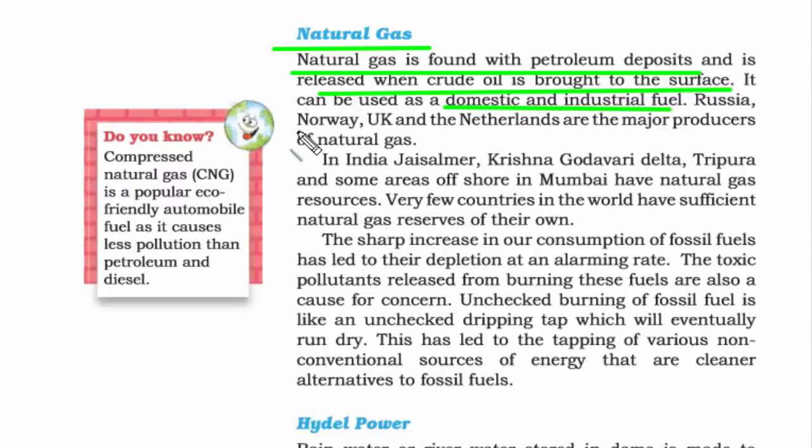Some of the major producers of natural gas are Russia, Norway, UK and the Netherlands. So mostly the European nations are the major producers of natural gas. That's why you see most of the European countries look very serene and beautiful, because they don't have much carbon emission as they use such clean natural gas. In India, we extract natural gas from Jaisalmer, Krishna Godavari Delta, Tripura.